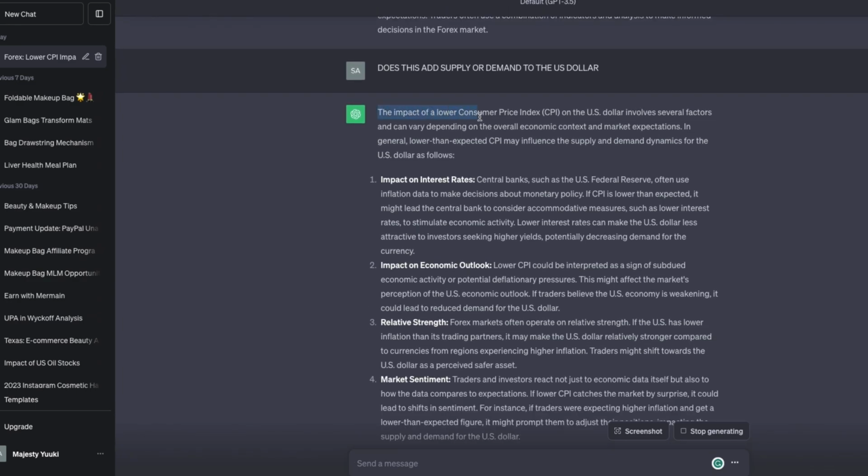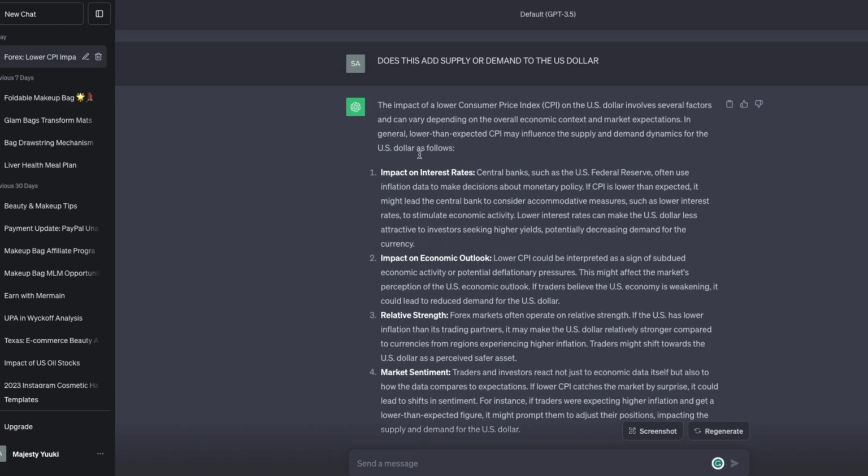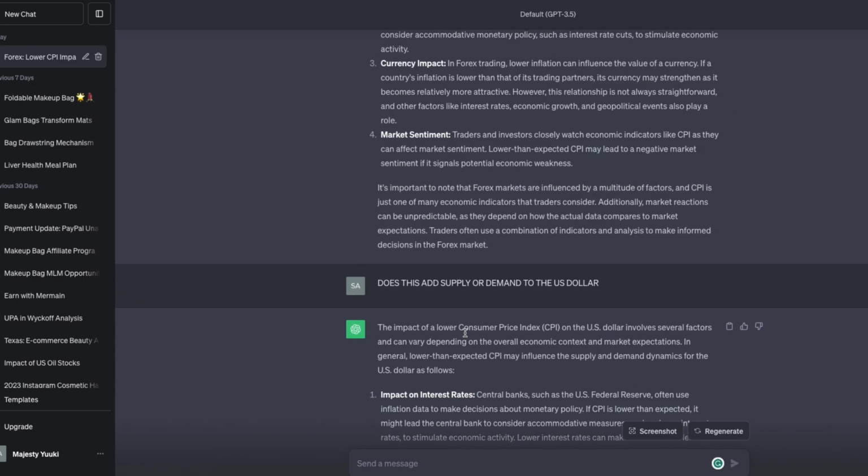The impact of a lower consumer price index, CPI, on the US dollar involves several factors and can vary depending on overall economic context and market expectations. Okay, so in general, lower than expected CPI may influence the supply and demand dynamics for the US dollar as follows. And so here are pinpoints below of how this can affect supply and demand. Sometimes it will give you a quicker answer and just say yes, it will add supply or demand because, but you can just quickly read the first pinpoint and so on.